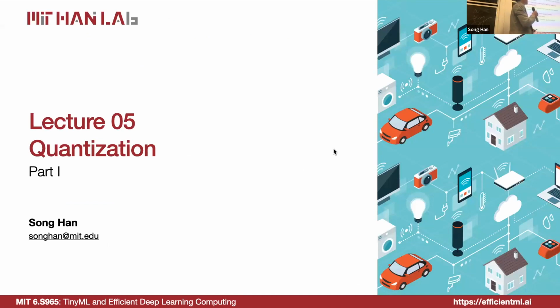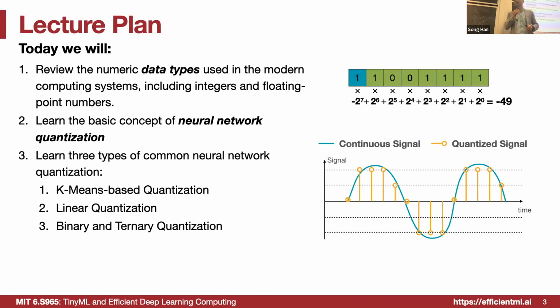Okay, so in this lecture, we are going to talk about quantization. In the previous lecture, we talked about pruning techniques that can help reduce the number of parameters in a neural network. The number of weights times the bit width per weight equals the total model size. So one method to reduce the model size is by reducing the number of connections. The other way is to reduce the number of bits used to represent each connection.